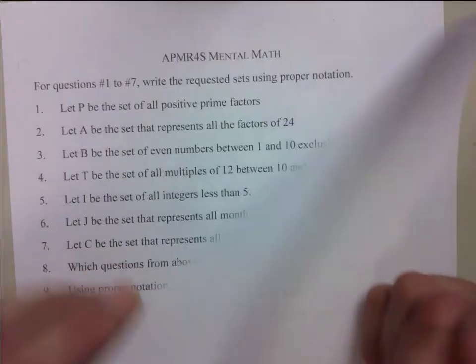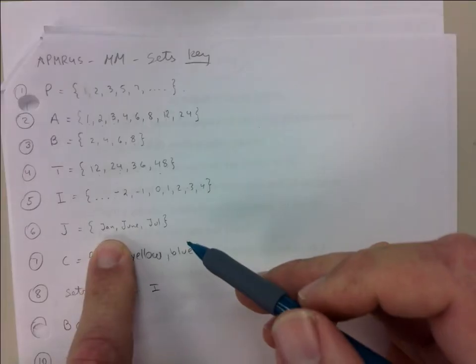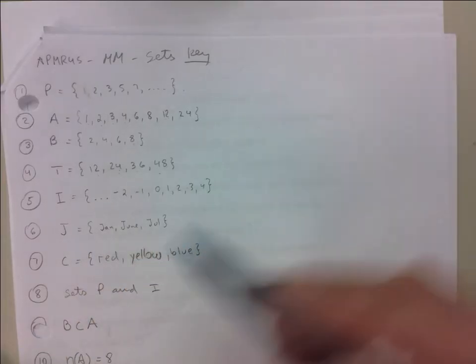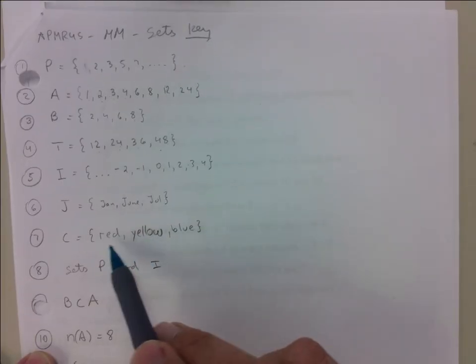All the months starting with J, probably. Yeah, so that's the rule for this set. So it would be January, June, July. I gave you this one, red, yellow, blue. Hey, this one isn't arranged, right? You see that?